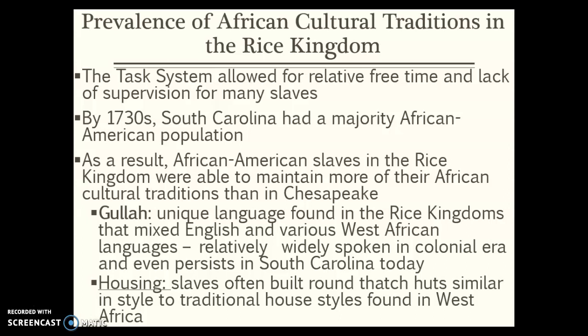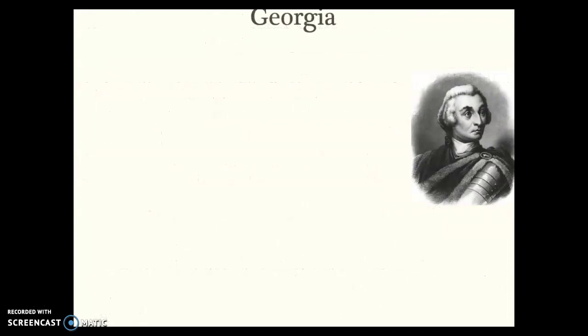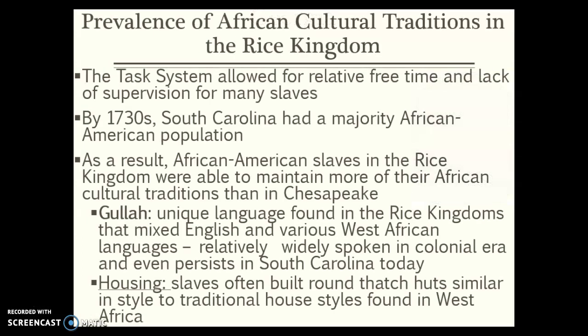Gullah, which is unique in the rice kingdoms, mixed English and various West African languages. So it shows you the resiliency of the enslaved peoples, how they were able to keep their cultures here and even combine them. Even the housing was different. You would have round thatch huts similar to the West African styles, where in the Chesapeake they would be living in what would look like cabins, the slave shacks. So here, again, you could keep more of the culture, to say the least, and had a little less oversight. But dangerous, obviously, it's still slavery. None of it is good. So when you compare where is it better to be a slave? None, because you don't want to be a slave. That's terrible.